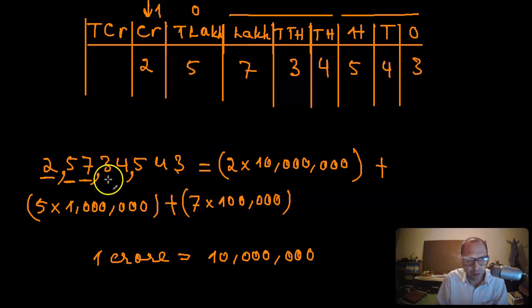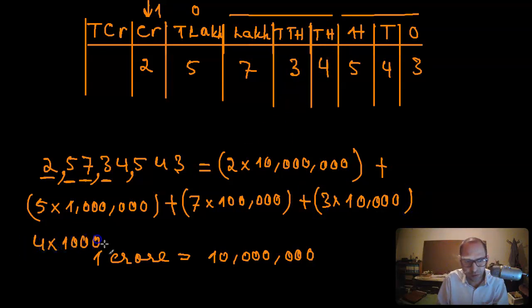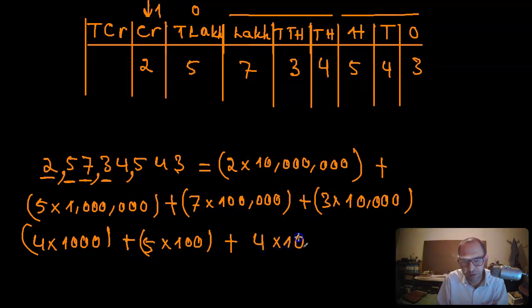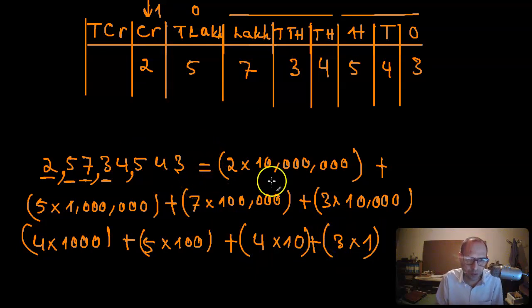Right? And then the 3 is in the 10,000s place value. So plus 3 times a 10,000. And then you have 4 in the 1,000s place value. You have 5 in the hundreds place value. Plus 5 times 100, plus 4 times 10, plus 3 times 1, right? So that way you can expand your numbers, write your numbers, and make sure that you're writing the place values right, and so on and so forth.